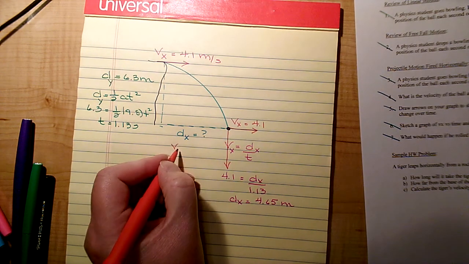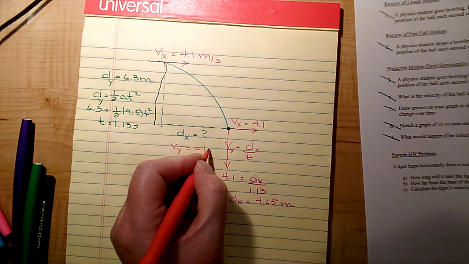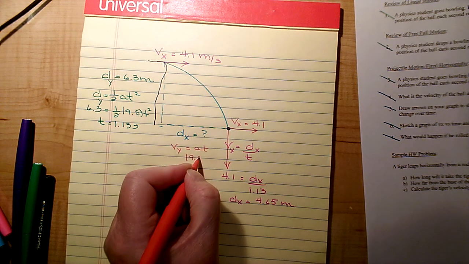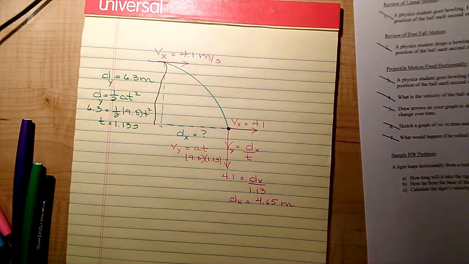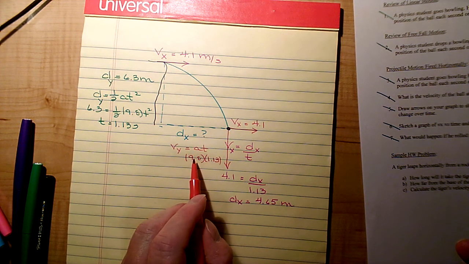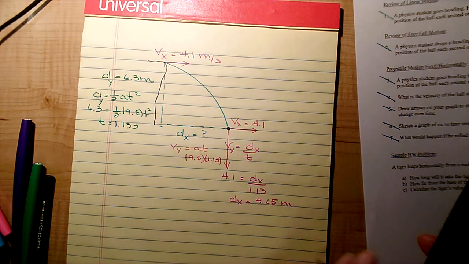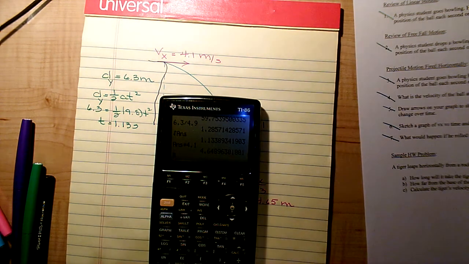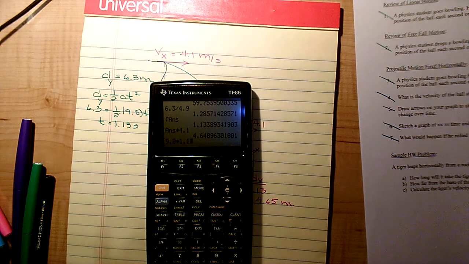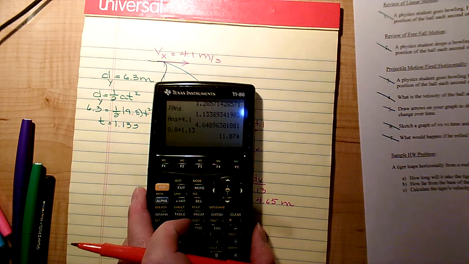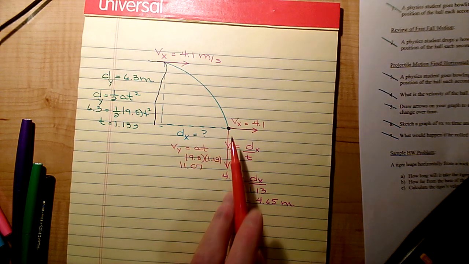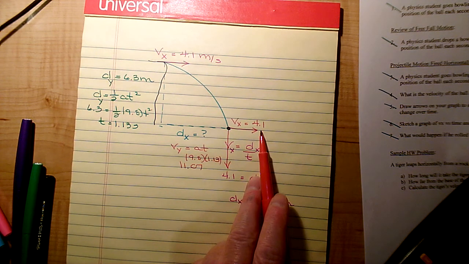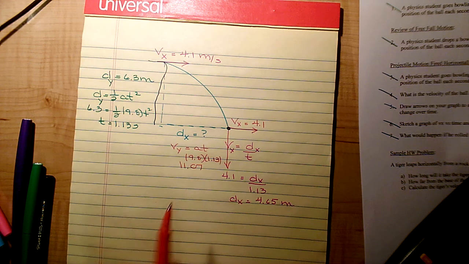So vy is going to equal at. a is 9.8. How long was he dropping? 1.13. That makes sense because he goes 9.8 meters per second faster every second that he drops. 9.8 times 1.13 is 11.07. So I have a 4.1 in this direction and an 11.07 in this direction.